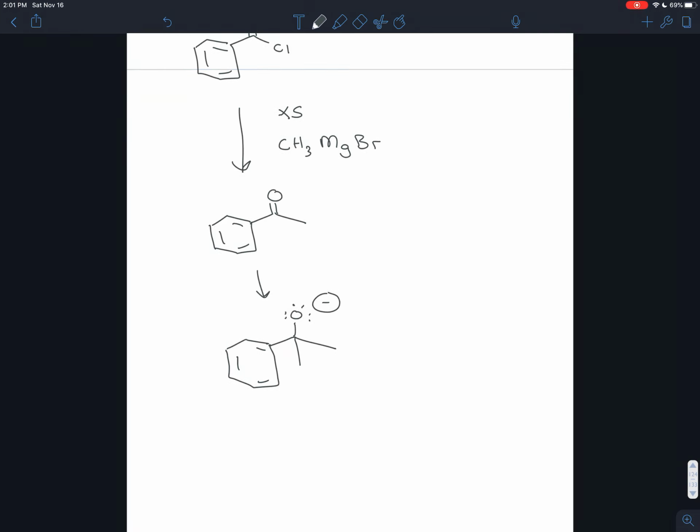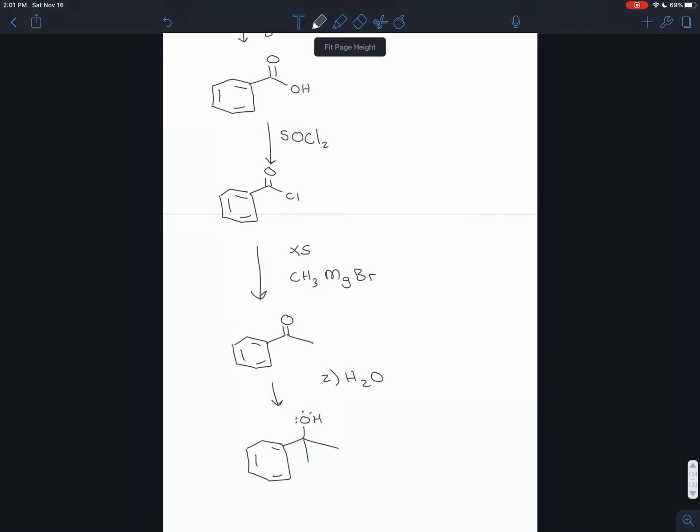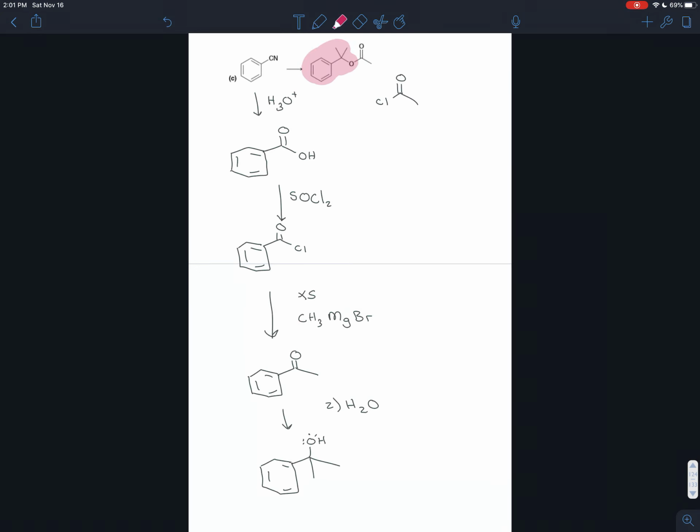So you just want to follow that up, as with any Grignard reagent or Gilman reagent, any carbon nucleophile, with water. And that will do a proton transfer to stabilize that negative charge. So it turns into an OH. And now you'll notice that we've made that group that we have above there.